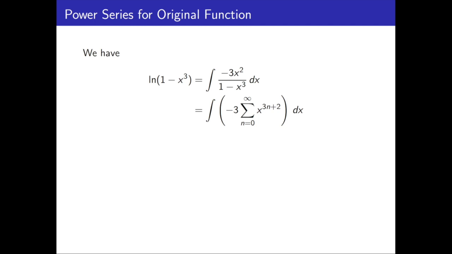It's a polynomial, and we know that we can use the power rule. We're going to increase the power of x by 1 and divide by that new power. So we get negative the sum from n equals 0 to infinity of 3 over 3n plus 3 times x to the 3n plus 3. And then we add on our constant of integration. And we can divide through by 3 in the sum to simplify this a little bit. So this is our series representation for the natural logarithm of 1 minus x cubed.